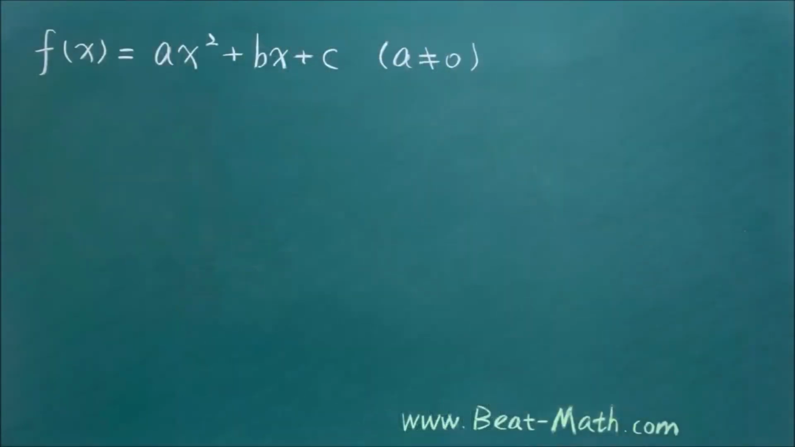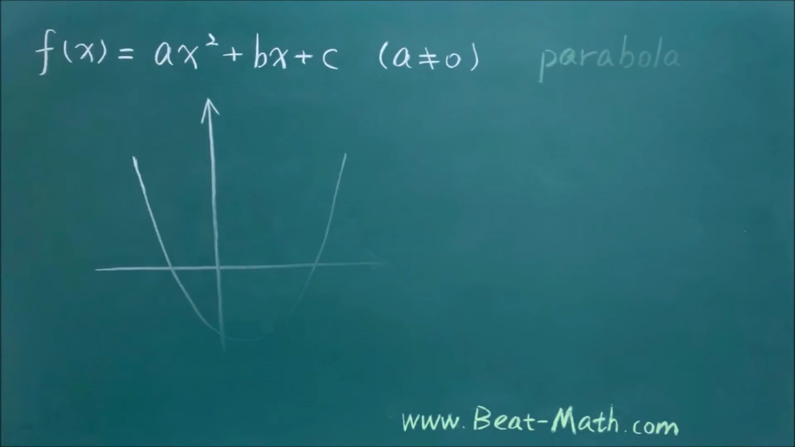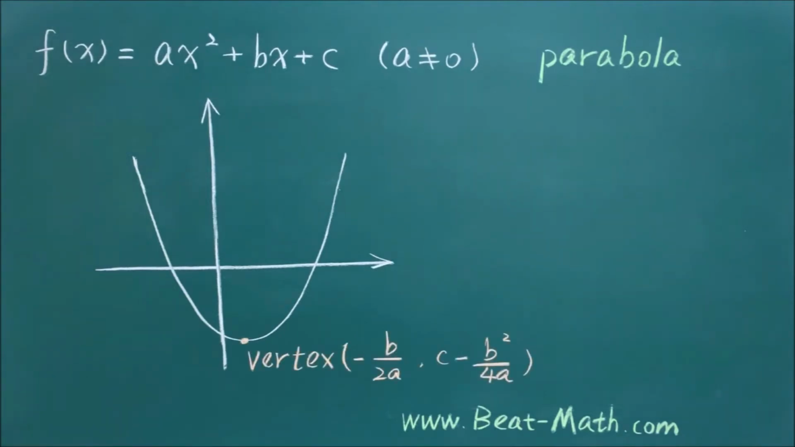As we already learned, the graph of the quadratic function f of x equals ax squared plus bx plus c, where a doesn't equal 0, is a U-shaped curve called a parabola. It always has a vertex value of (negative b over 2a, c minus b squared over 4a). The parabola is symmetric, and its line of symmetry is the vertical line x equals negative b over 2a. If you're not familiar with this concept, please check out the links in the description to learn more.